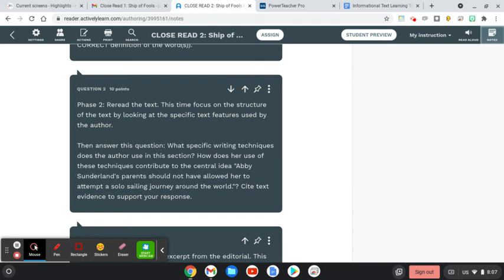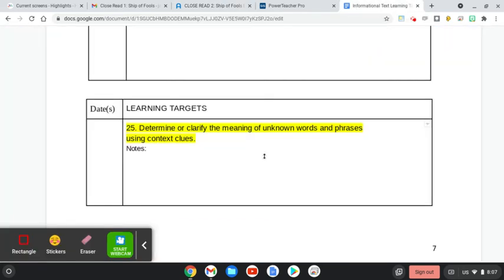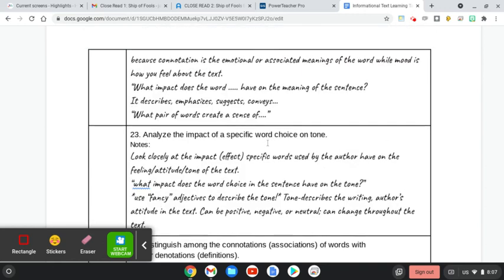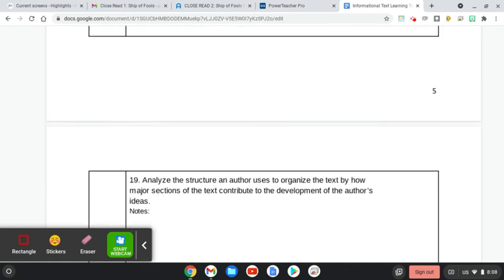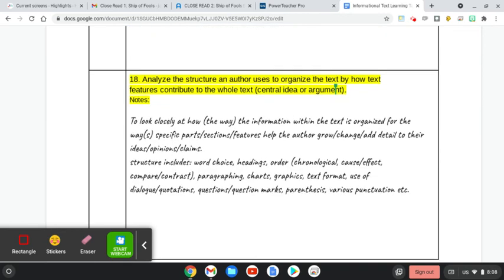Now, this is a tricky phase because we're looking at literally how the author writes to determine how it connects to what the author's saying, which is kind of a tricky component. So let's look at what this target is. It is learning target 18: to analyze the structure an author uses to organize the text, by how text features contribute to the whole text, to that central idea.